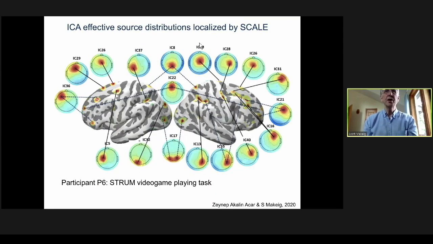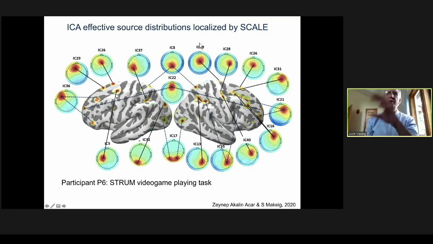Here, for instance, are brain sources retrieved from one subject playing a very complicated video game for an hour. When I looked in the fMRI literature for the functional correlates in fMRI experiments of all these places, it had to do with spatial memory. This was a world video game.